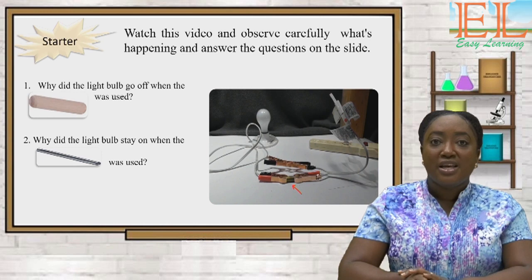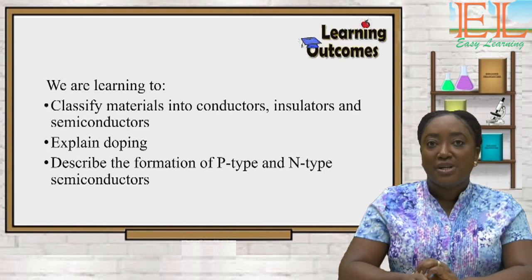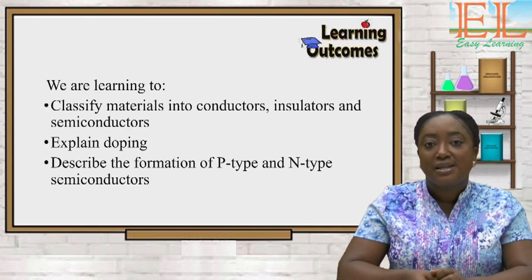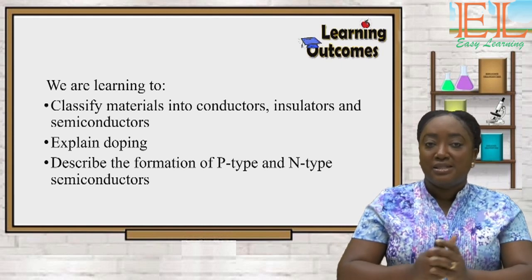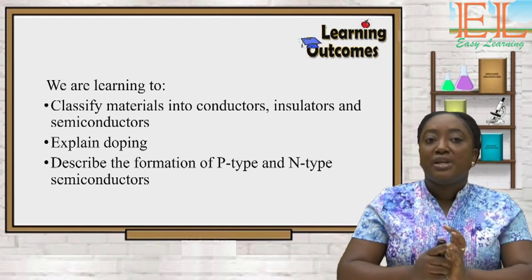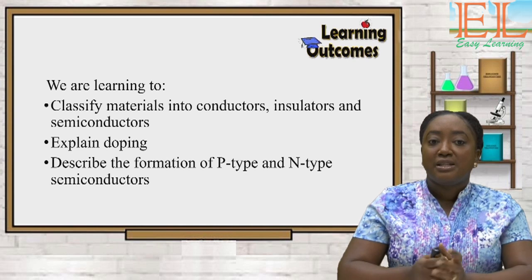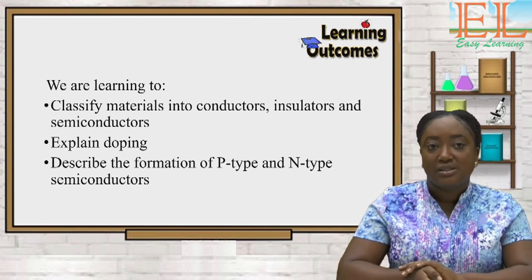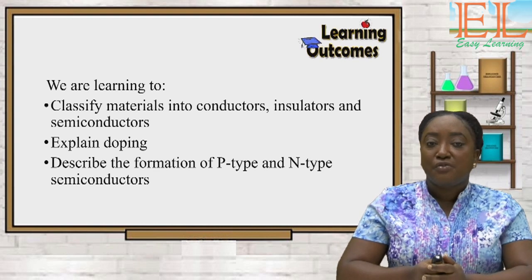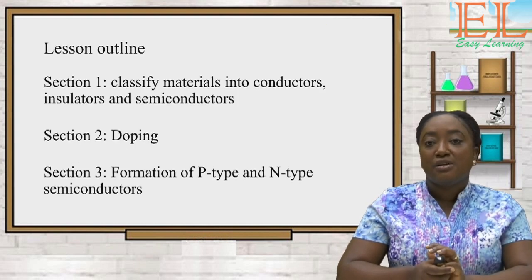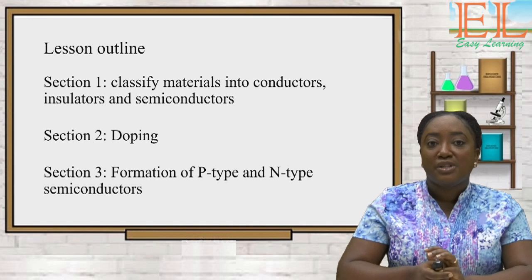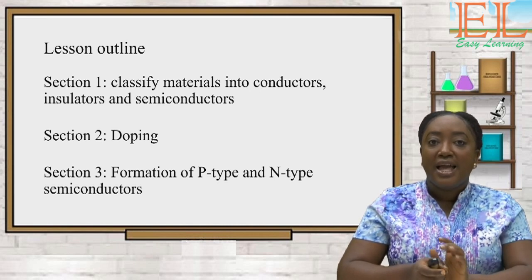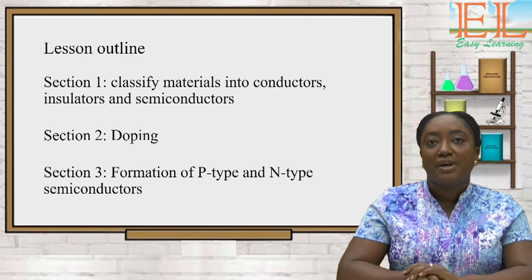In our lesson today, we are learning to classify materials into conductors, insulators, and semiconductors. We will explain doping, and describe the formation of p-type and n-type semiconductors. To start us off, we'll classify the materials into conductors, semiconductors, and insulators. Later, we'll look at doping and the formation of p-type and n-type semiconductors.